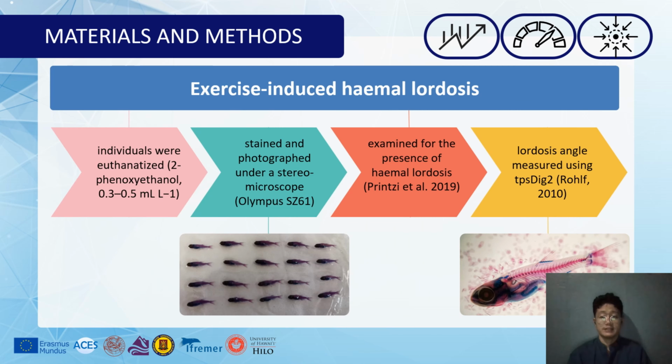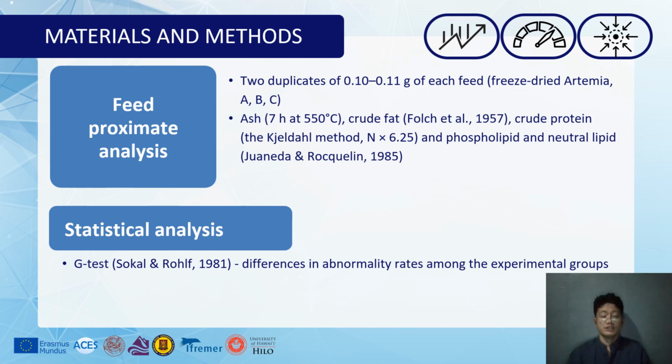After 4 days of continuous swimming, individuals were then euthanized, stained, and photographed under a stereo microscope, and examined for the presence of Haemal lordosis. Lordosis angle was then measured using the TpsDig2 software. Each of the feeds was then analyzed for proximate analysis, looking at the ash, crude fat, crude protein, phospholipid, and neutral lipid content. For statistical analysis, we used the G-test to check the differences in the abnormality rates among the experimental groups.